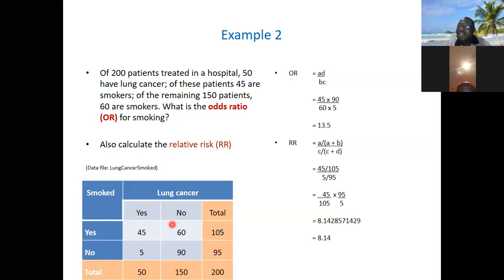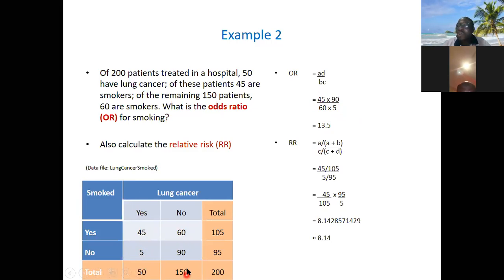So the risk of smoking is 45 over 50. The risk of not smoking, which is 1 minus the risk, is 5 over 50. So if you arrange it now, the 50 will cancel the 50. It will remain 45 over 5. Can you see that 45 here and 5 down here?